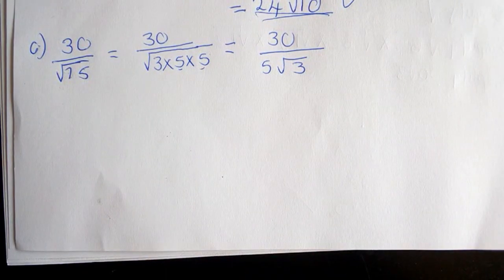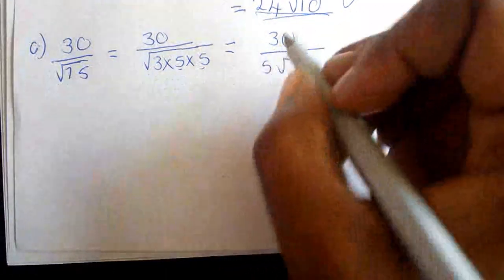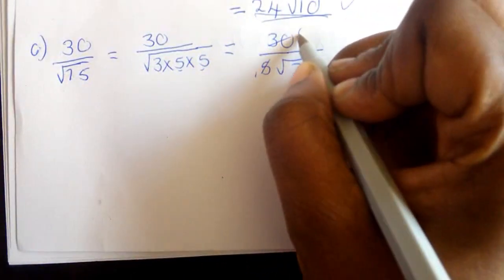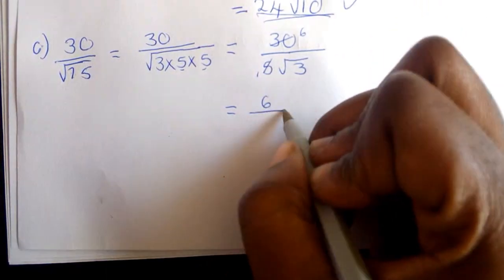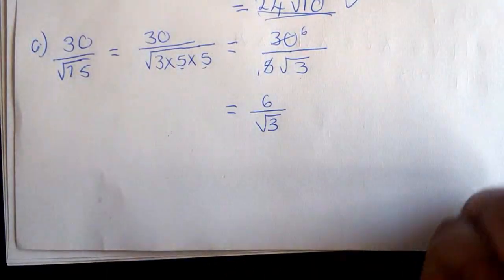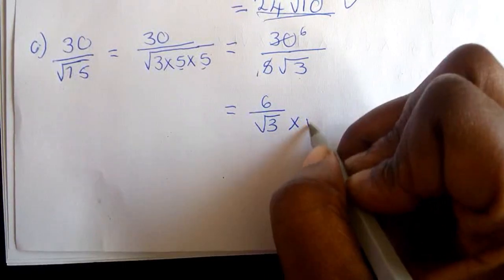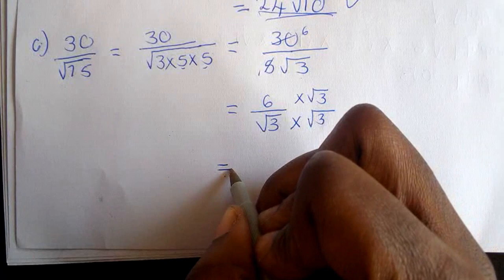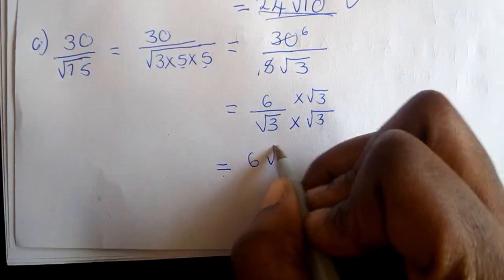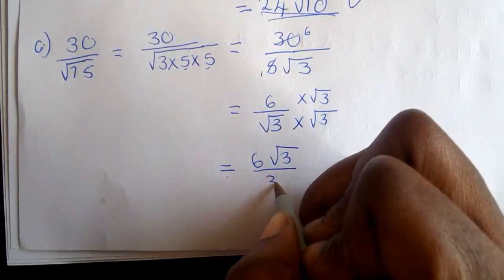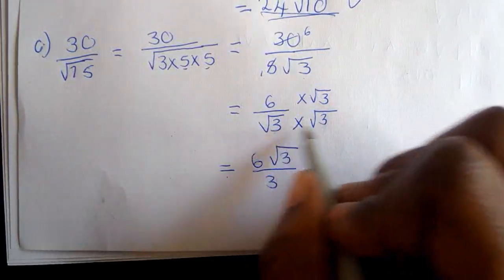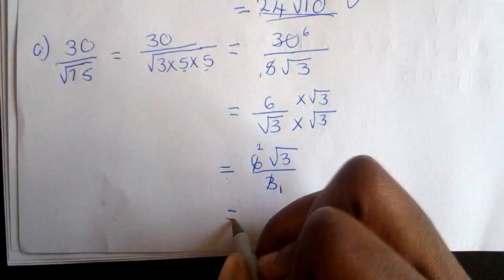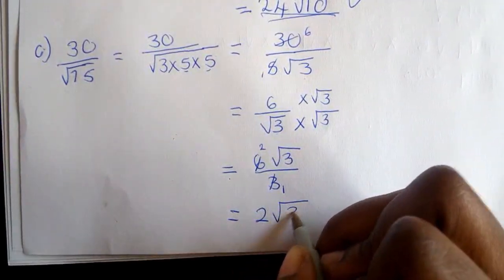Then to further simplify it, we have to rationalize it. After dividing, 5 into 5 is 1, 5 into 30 is 6. This becomes 6 over root 3. Then to further simplify, we multiply top and bottom by root 3. This becomes 6 root 3 divided by 3. Since the root 3's are identical, this becomes 1 and this becomes 2. This is equal to 2 root 3.